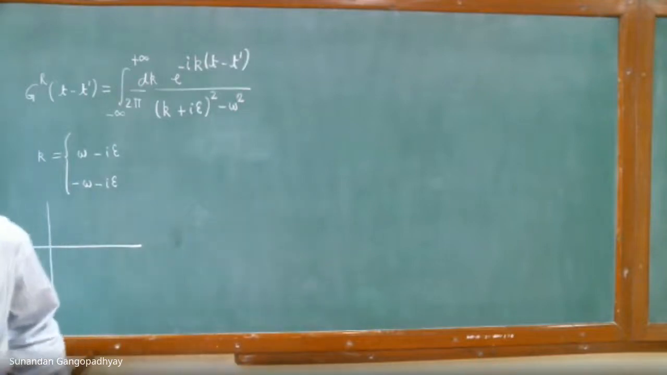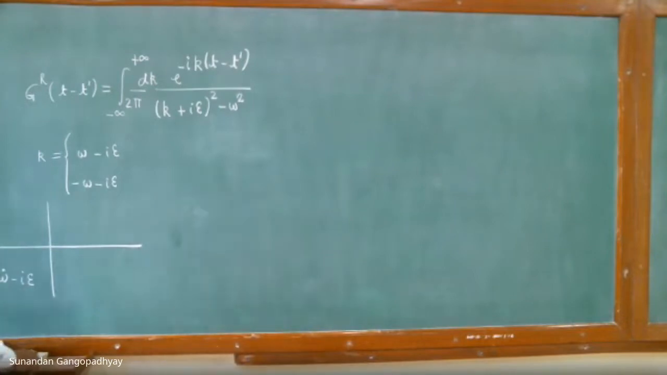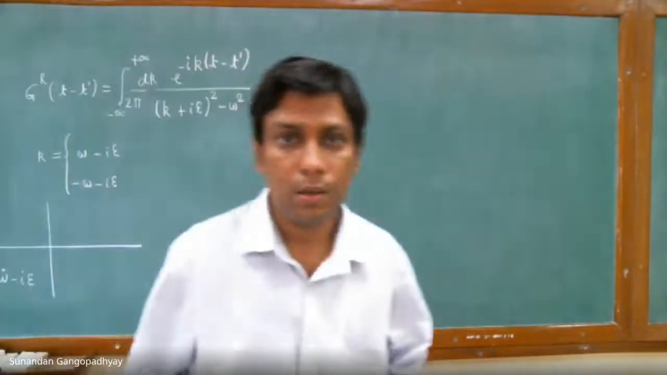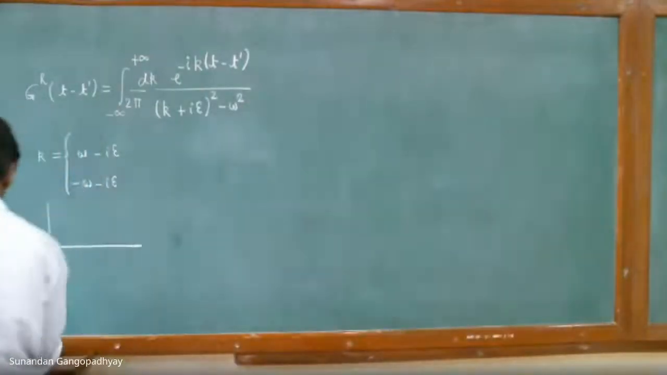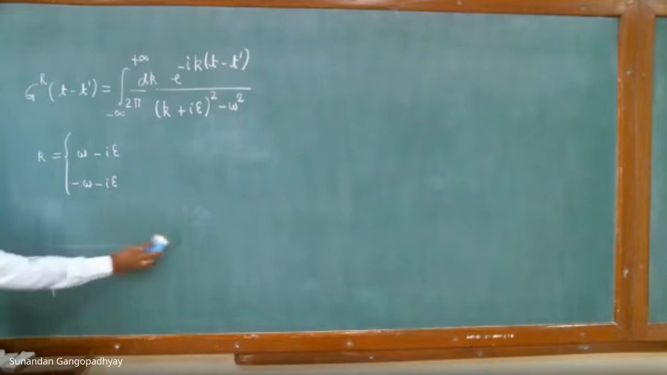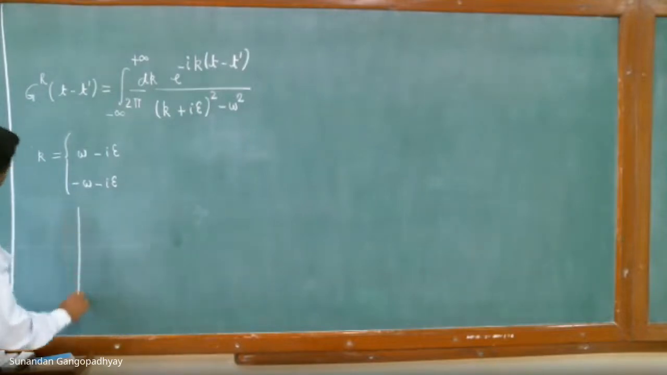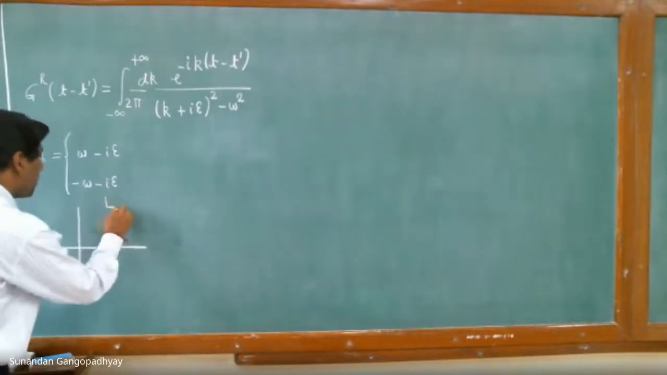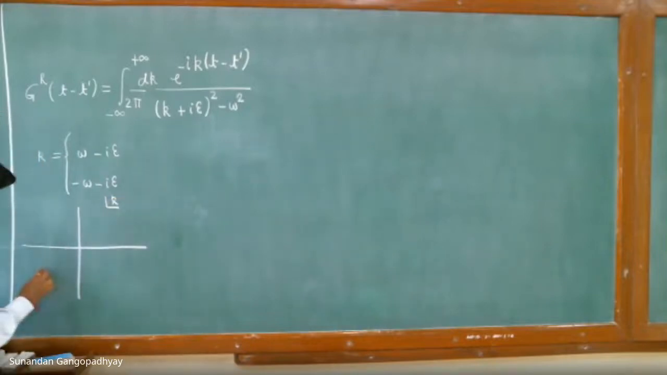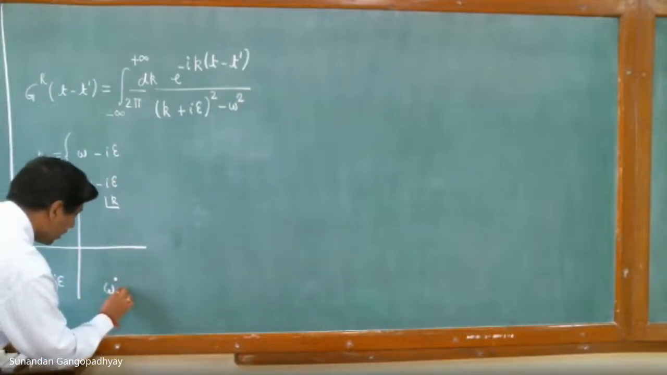So this is the complex k plane, and one of the poles is at this point, minus omega minus i epsilon. The other pole is at omega minus i epsilon.